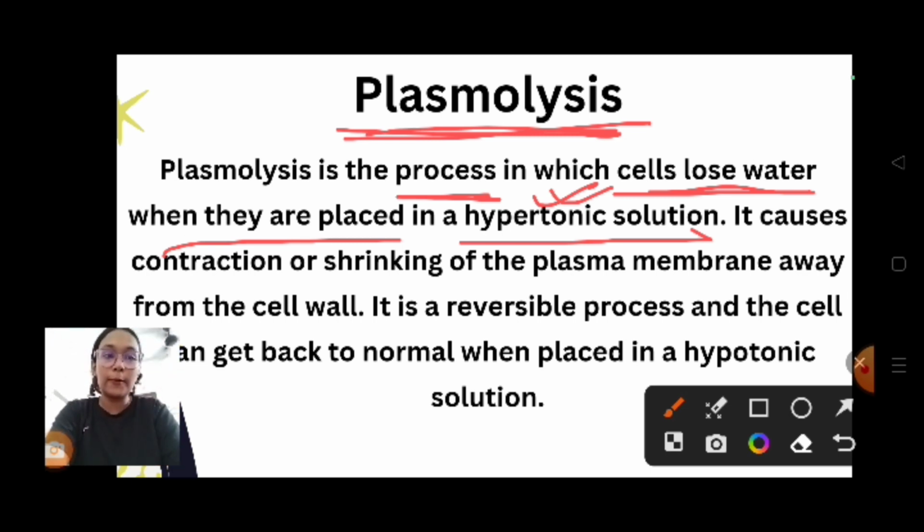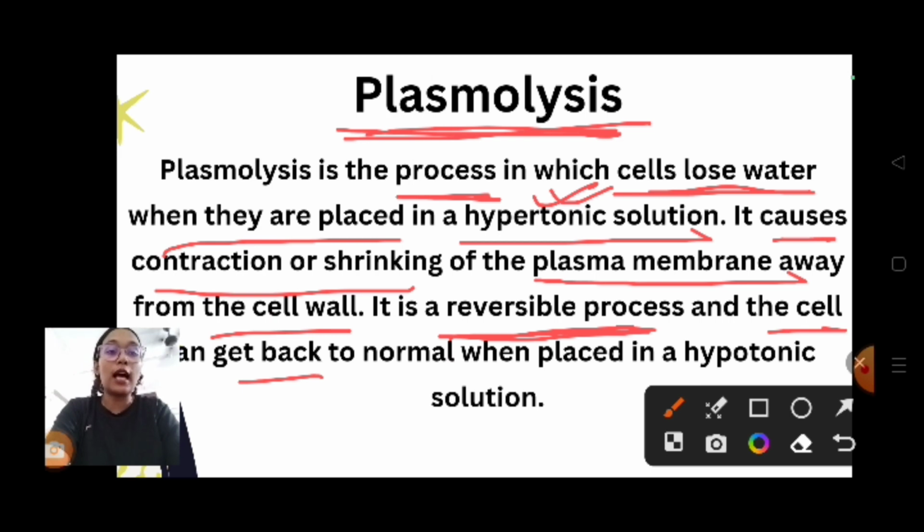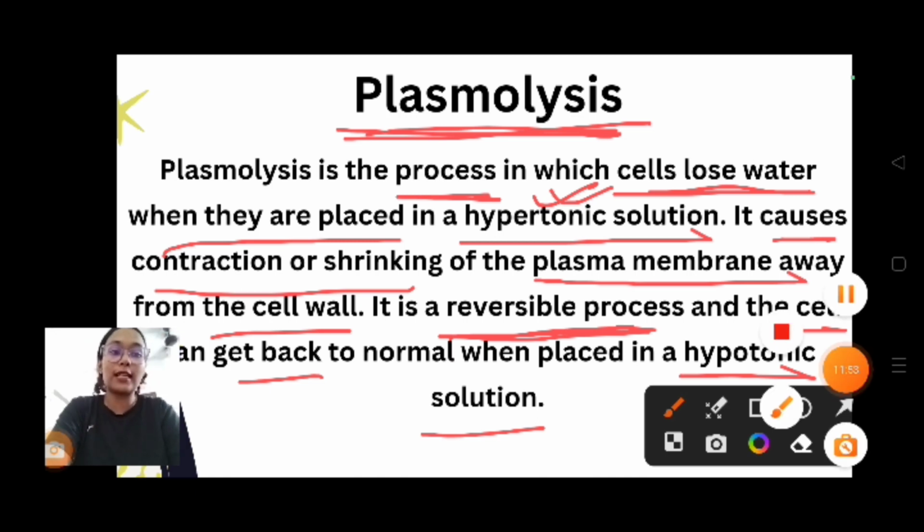Getting my point? So it causes contraction and shrinkage of the plasma membrane away from the cell wall. The cell wall, since it is rigid, will remain as it is. The plasma membrane will shrink. It is a reversible process, which means whenever you place the cell back in a normal hypotonic solution, the cell will regain its size. Understanding what is plasmolysis? The concept?